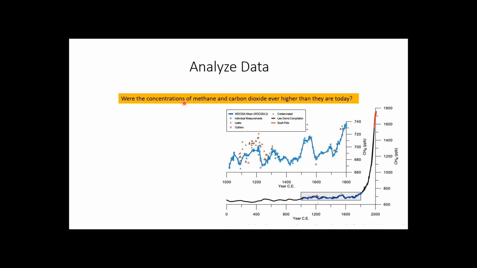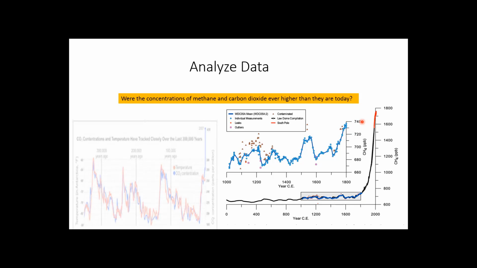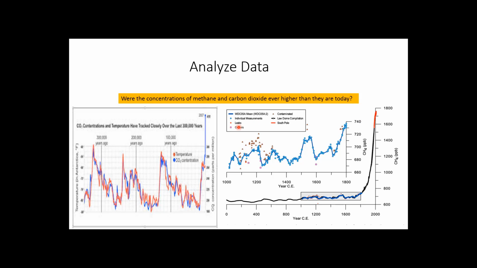So were the concentrations of methane and carbon dioxide ever higher than they are today? And so we already kind of looked at this, and we can say that no, they were not. Our concentrations at the highest were way below what they are today. This is the highest levels they've ever been. So this is again not today, but we can see that they are much higher than they were ever before.